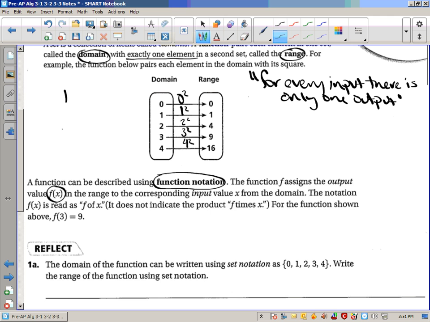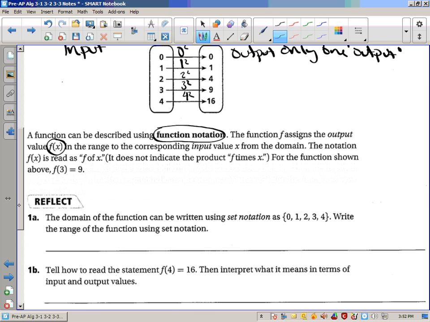So domain input, range output. We perform a function on the input, we get an output. Now this does not mean f times x. This is read f of x. The function performed on x is blank.